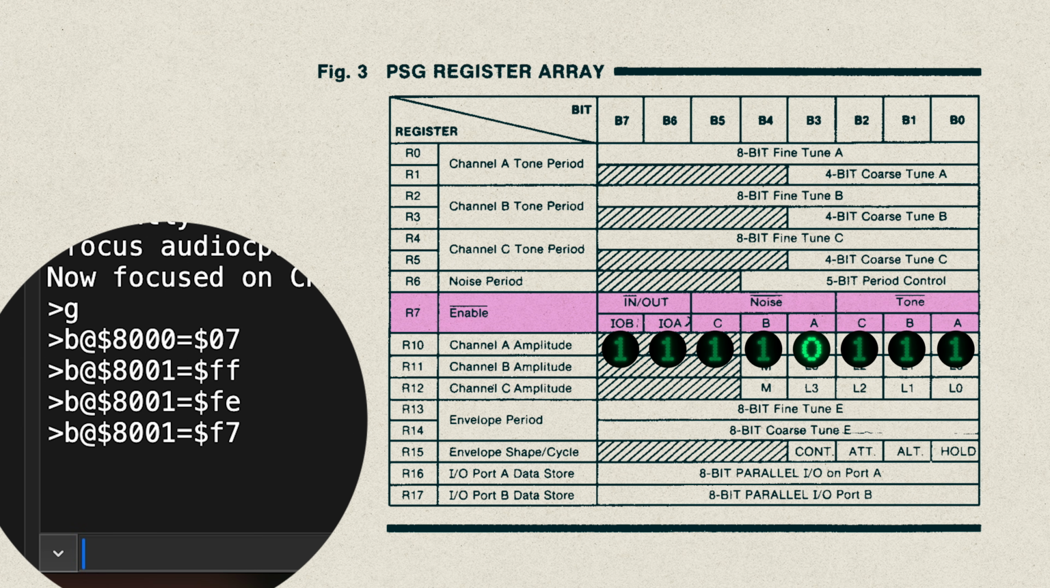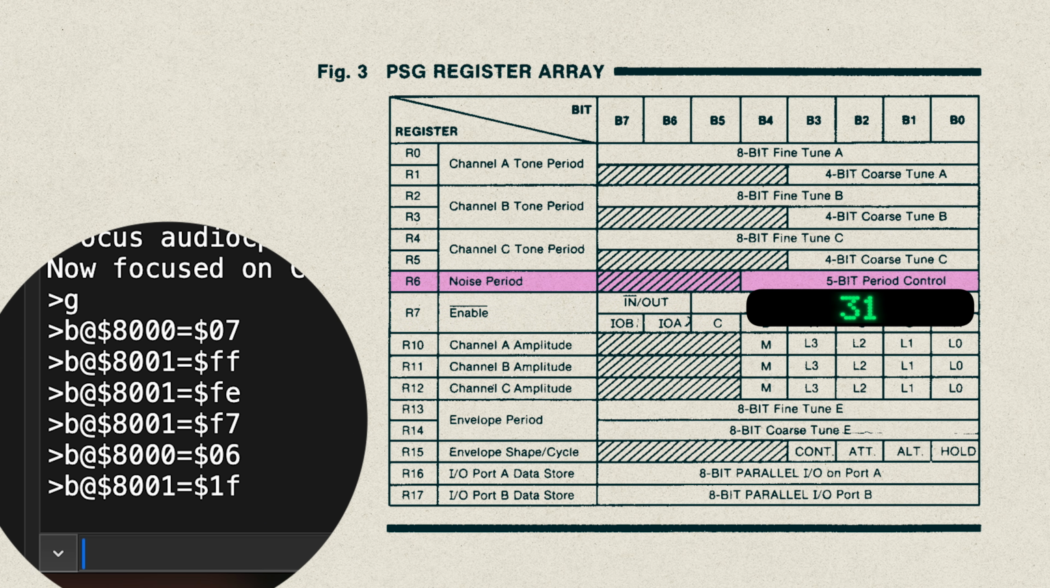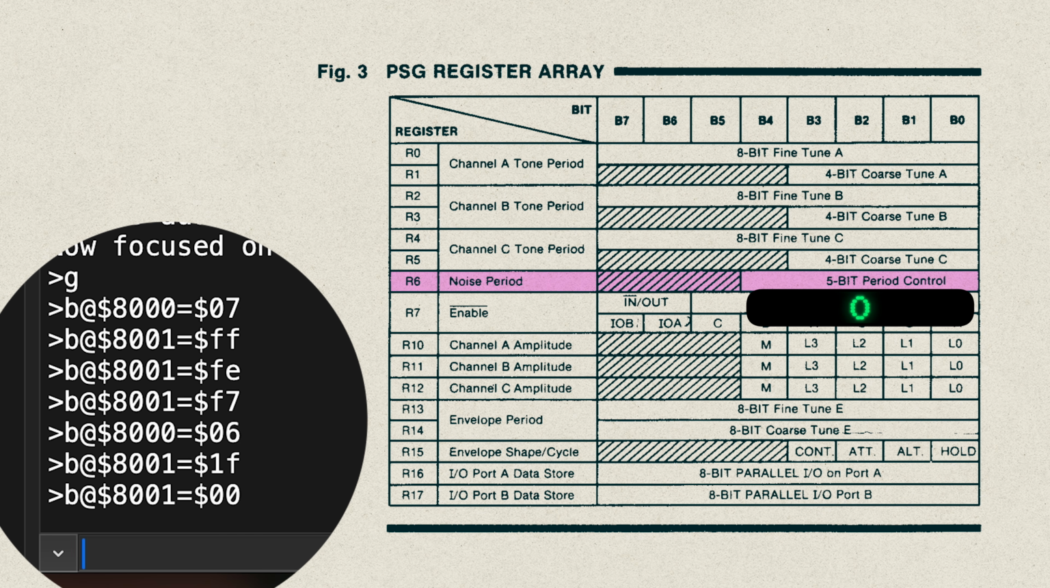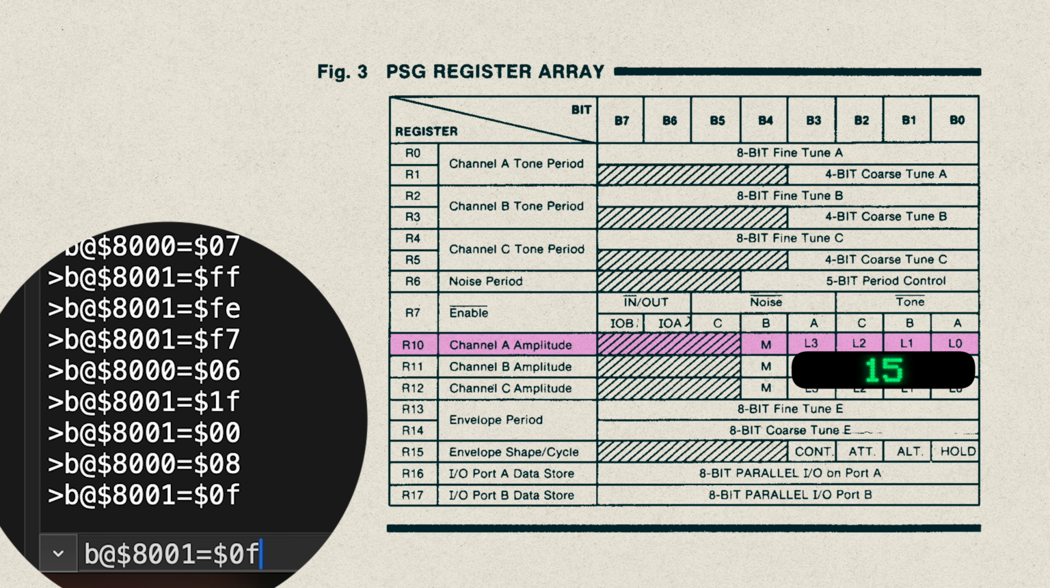Now that I've got it playing noise, I can use the global noise period control to change its pitch, going from this at one extreme to this at the other. Right now, channel A is at full volume, and if I want to lower that, I can use the channel A amplitude register. The fall off, I'd note, is pretty steep, with most of the lower levels being comparatively inaudible.